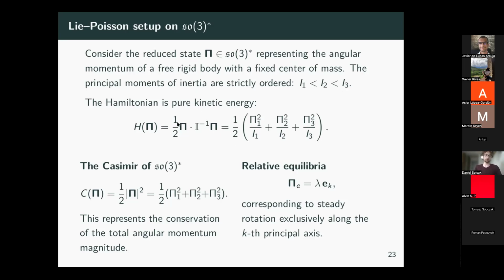Then the Hamiltonian is given in this form, where E is the inertia tensor and P is the angular momentum. The Casimir is just one half of P squared. And the relative equilibria are given of this form, where e_k is just a versor, because we consider three dimensions.